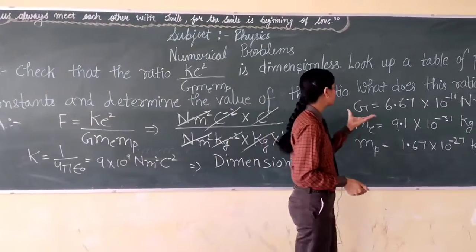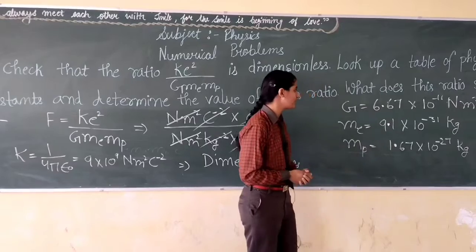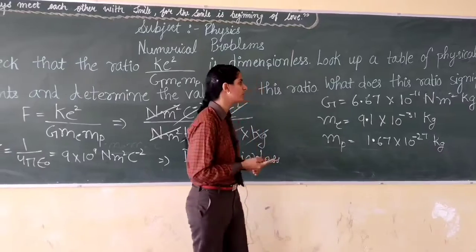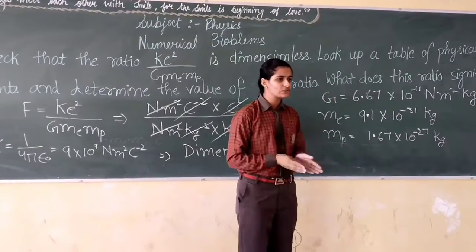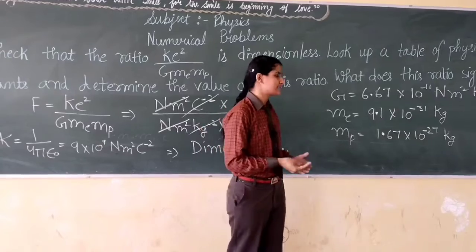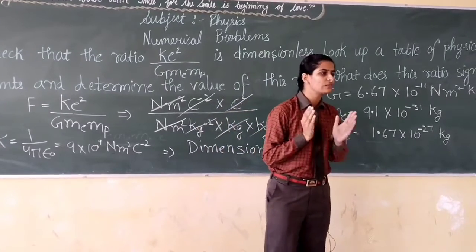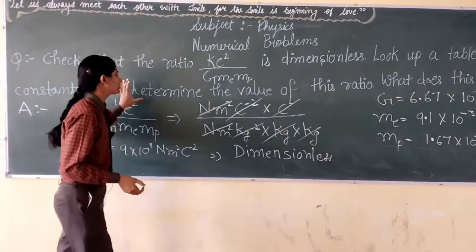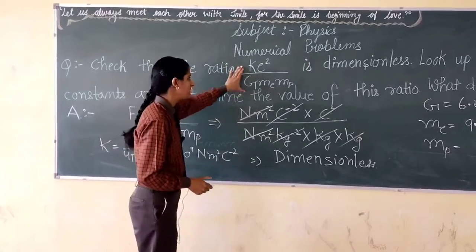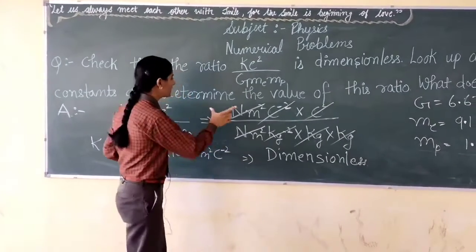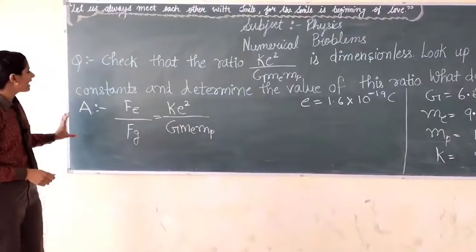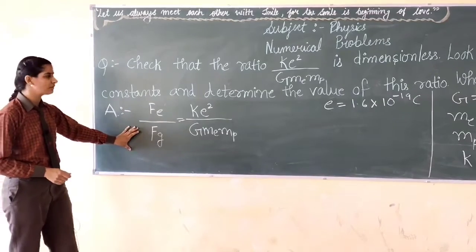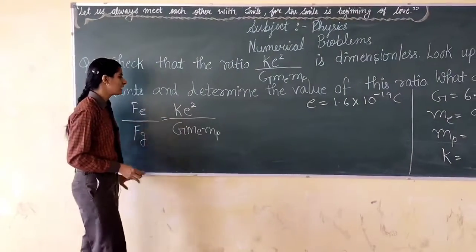Now further it is asking the question, what does this ratio signify? This ratio signifies the force of electrostatic to the gravitational force. So in this question we discussed that this is dimensionless, and now we are to calculate the numerical value of this. As we have proved that this is the ratio of electrostatic force to gravitational force, now we will calculate its numerical value.